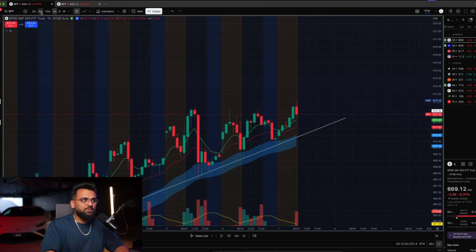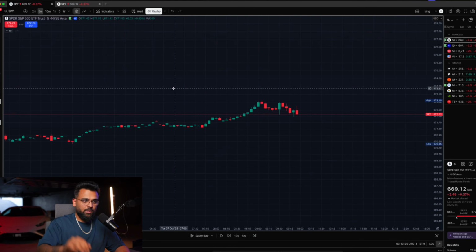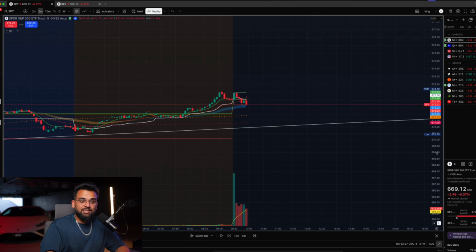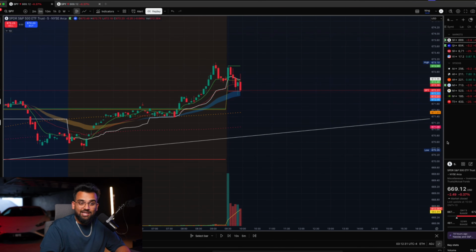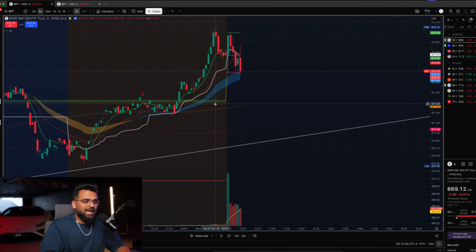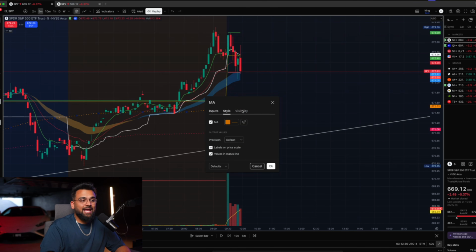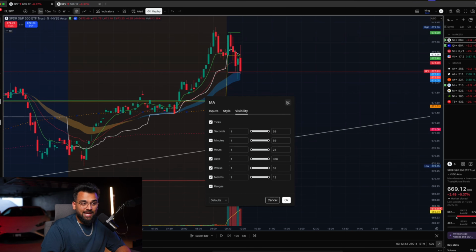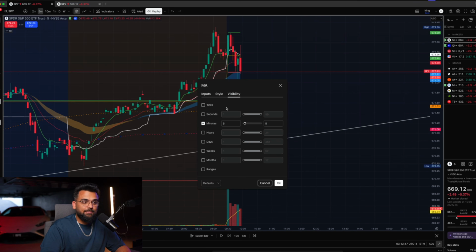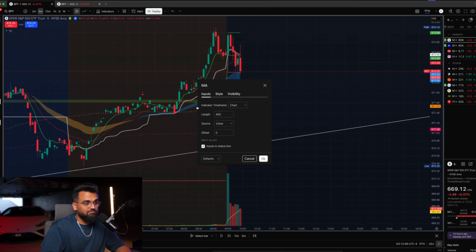The second level that I was watching, and I was trading on a 5-minute chart by the way, is the 200 moving average and the 400 moving average. Now, how do you set these indicators up? Just go to your indicators tab, search for moving average, simple, and change the settings to this. Make sure it says 200 and make sure the source is close. These are the settings that I have for the 200 moving average, and these are my settings for the 400 moving average, just as simple.